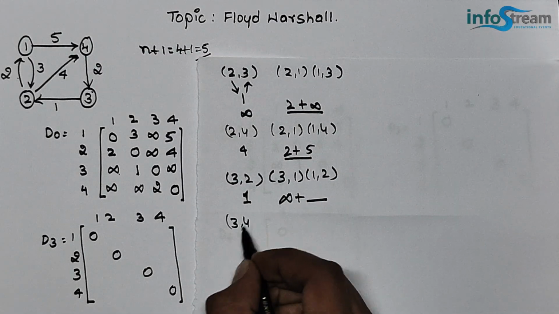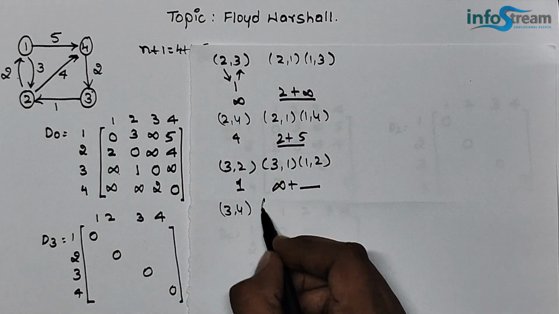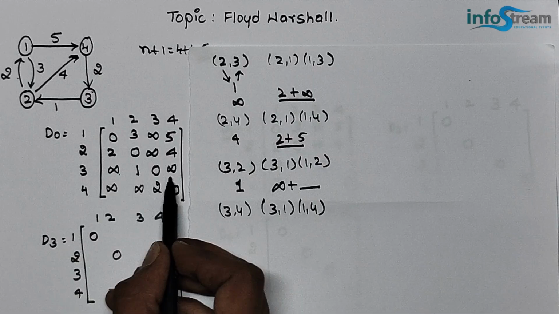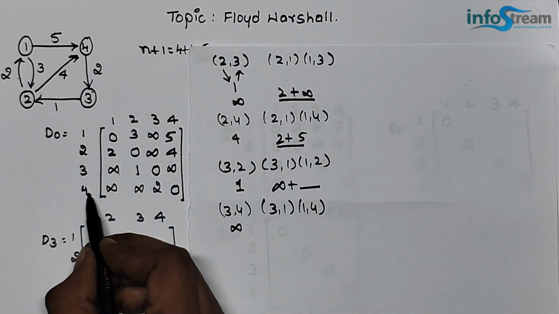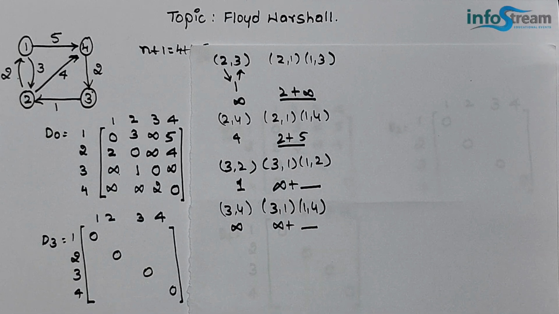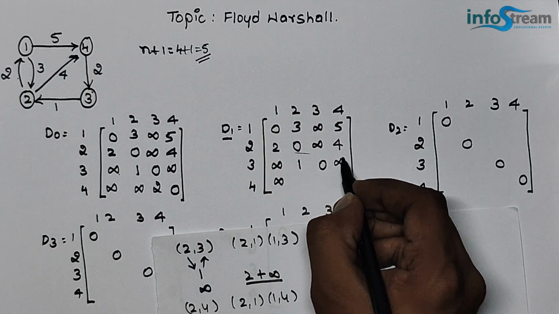Now let's find the value of 3, 4. Since it is the D1 matrix, from 3 you will come to 1, from 1 you will go to 4. So 3, 4 value is infinity. 3 comma 1 value is also infinity. If you add anything to infinity, it will be infinity itself. So you will be writing infinity here.